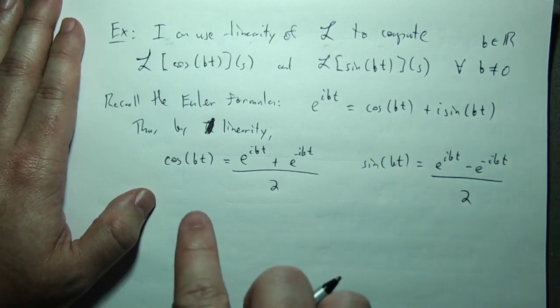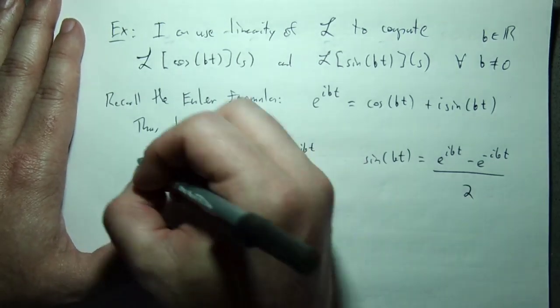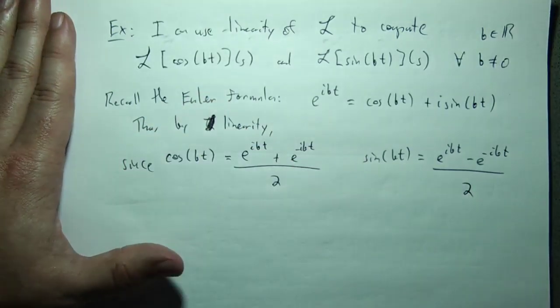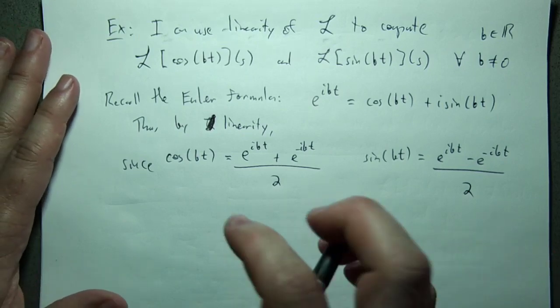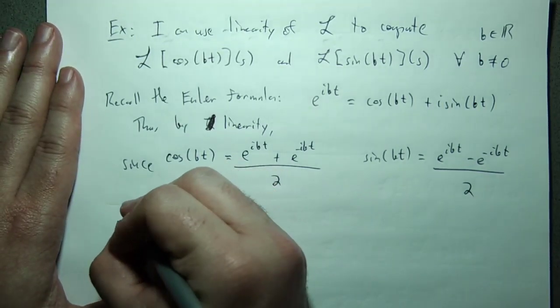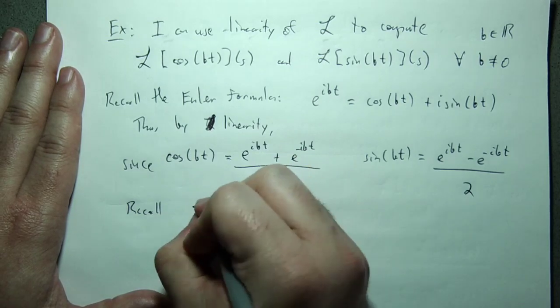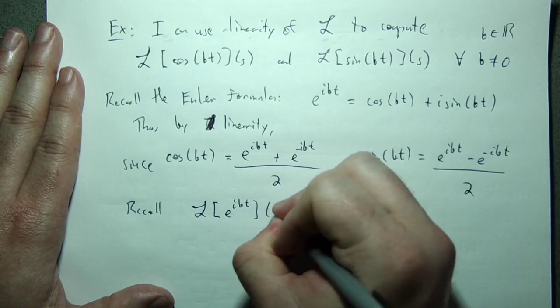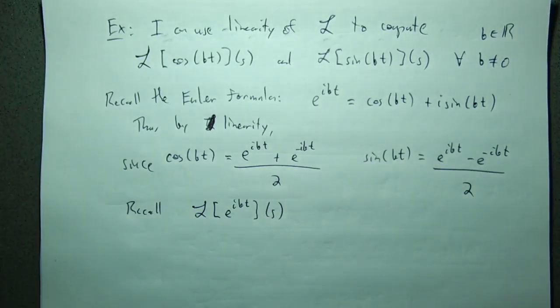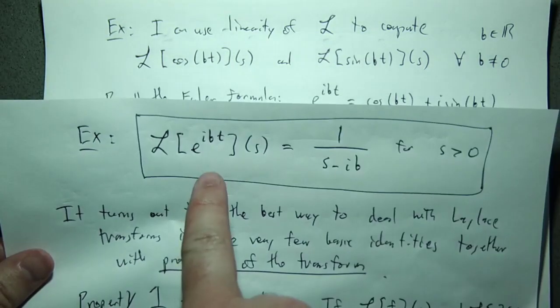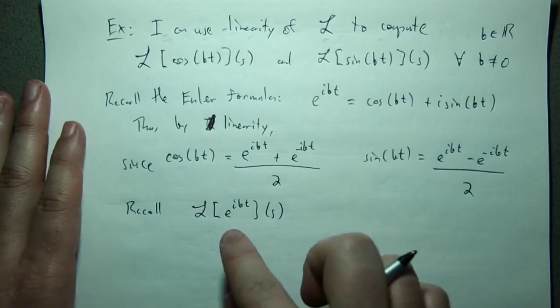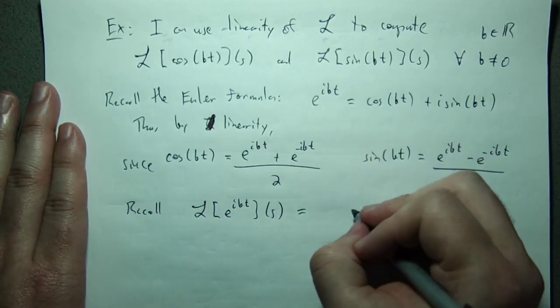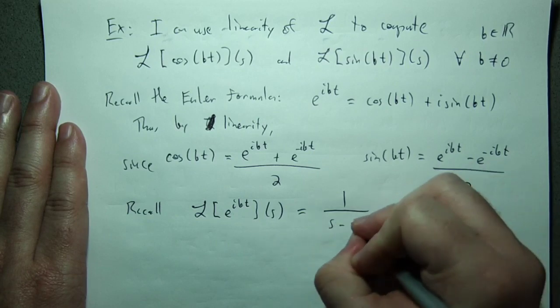Okay. Now, since this is the case, I can recall that the Laplace transform of e to the ibt was, I have it on the previous page. So the Laplace transform of e to the ibt is 1 over s minus ib.